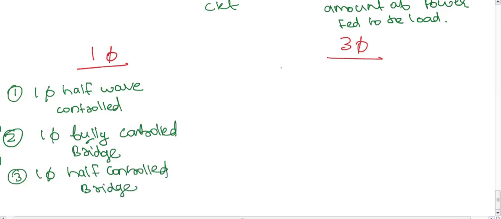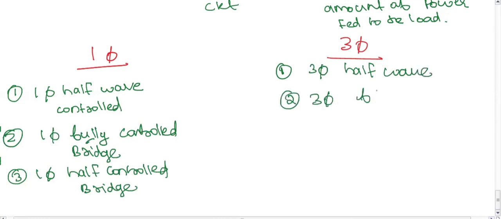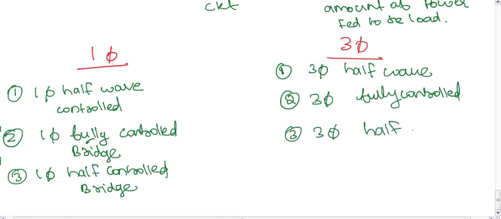Similarly, in the case of a three-phase system, we have three-phase half wave, then three-phase fully controlled, and the third one, three-phase half controlled. It depends upon the switch we are using, whether MOSFET, IGBT, or GTO. It depends upon whether it will be half controlled or fully controlled. Now we are talking about the control circuit.